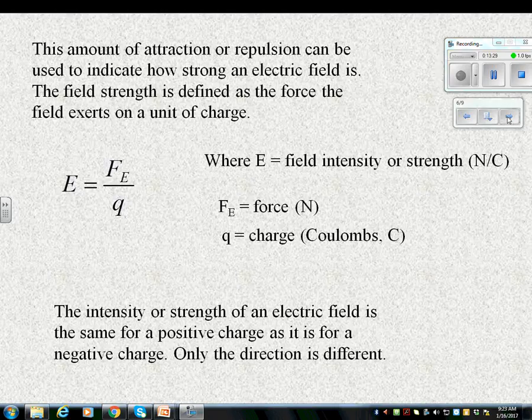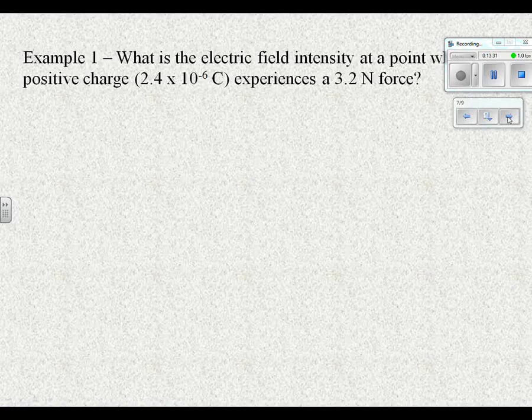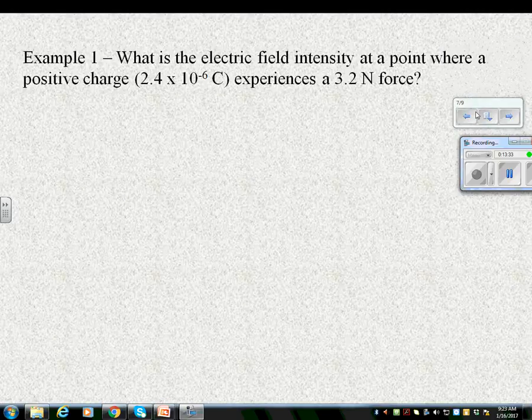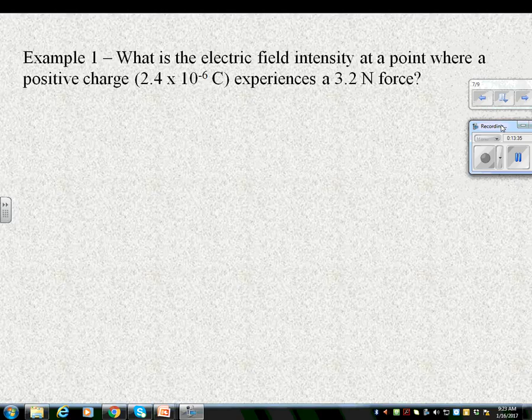Good? Okay, here's an example. I apologize, I'm going to make you write it out. But it's pretty simple. Just going to do my attempts.